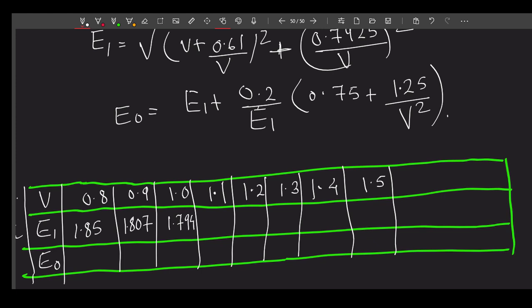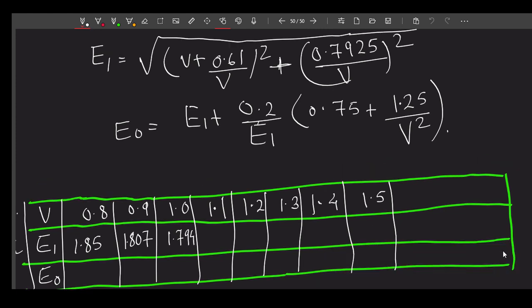Just a minute. So this will become 1.794, then the third one will become 1.805, then this will be 1.832, then there will be 1.871, then it is 1.921, 1.979.